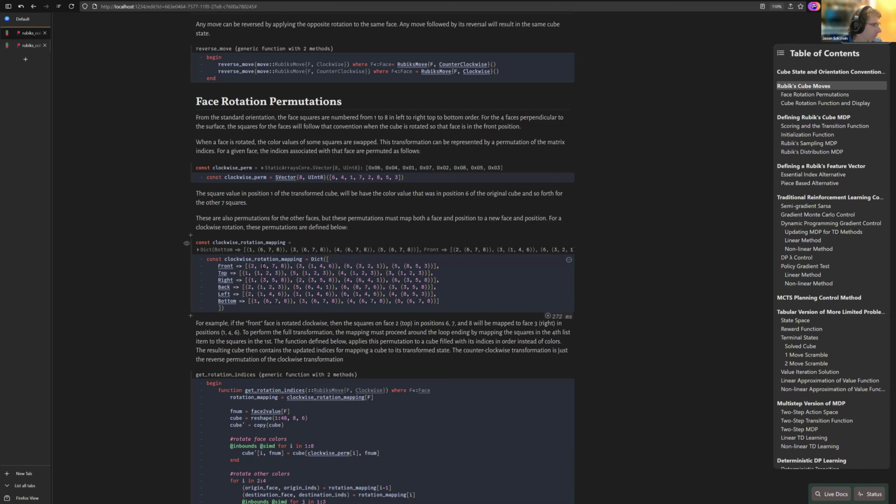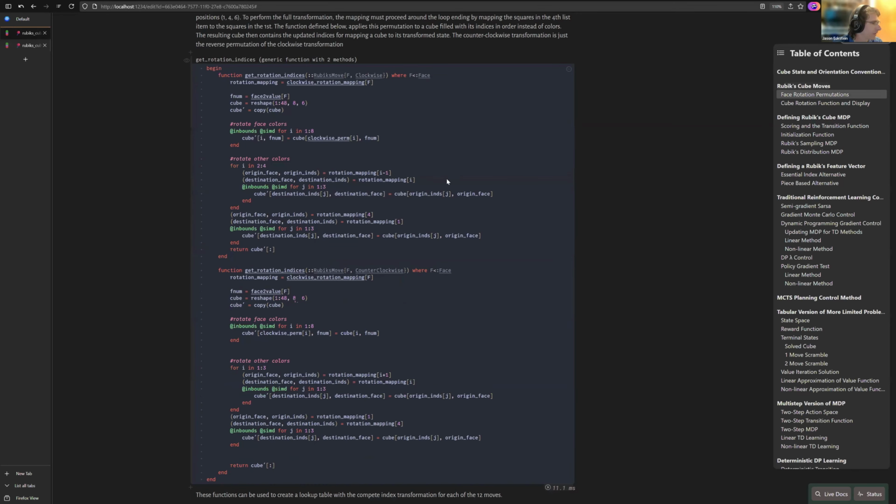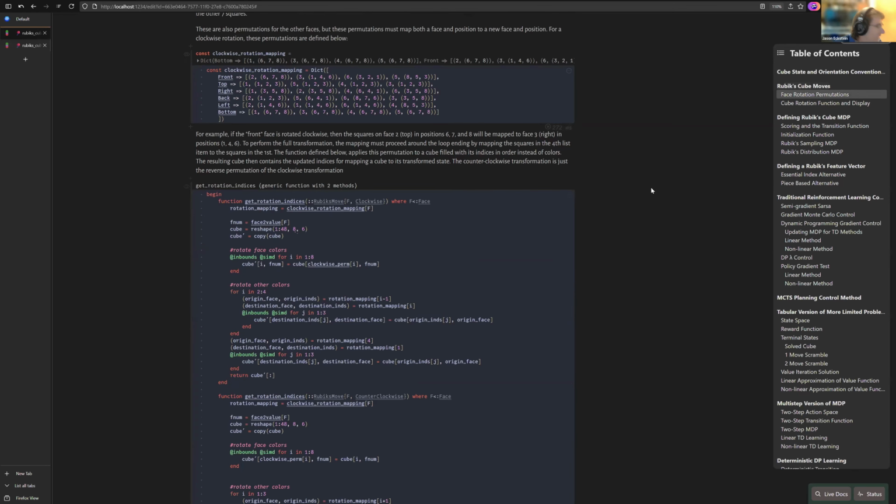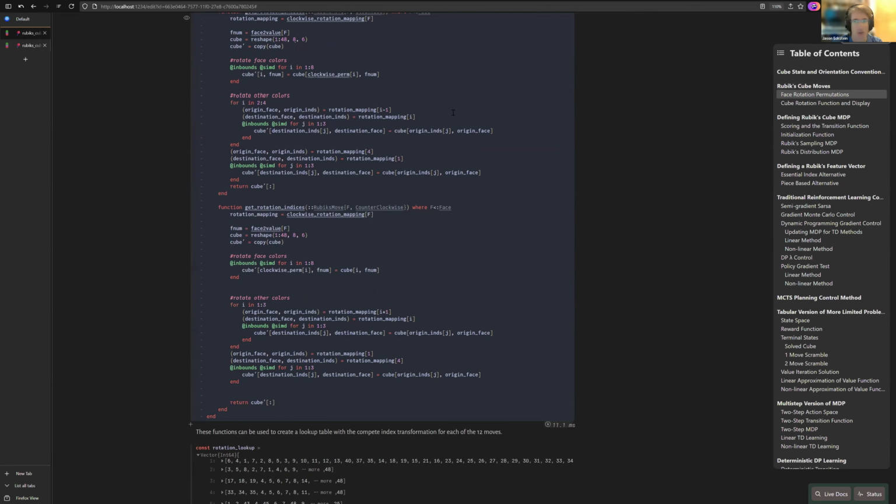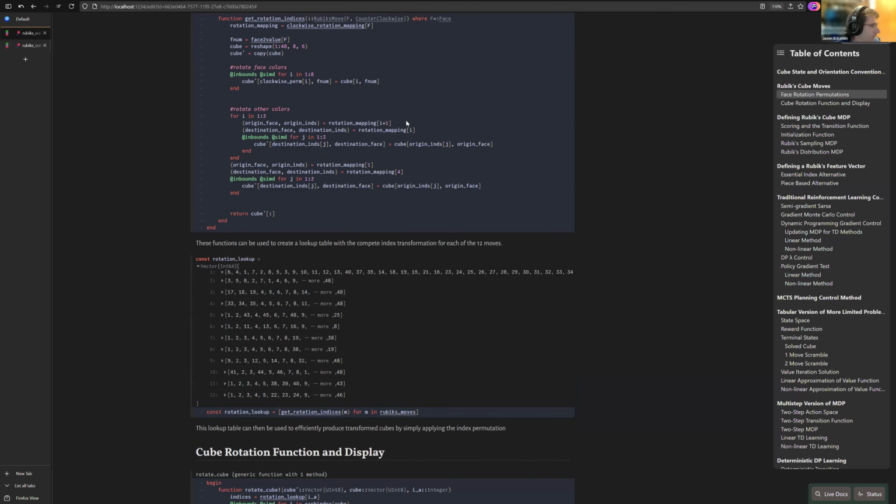And as long as you go through the cube and you first apply this permutation and then these permutations, then you get a complete reordering of the cube for every move that you make. And then because I'm going to be doing this a lot, this function just ends up calculating all of this as a lookup table that I can reference later.